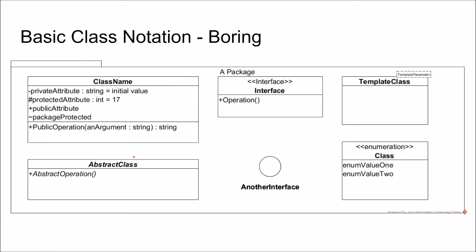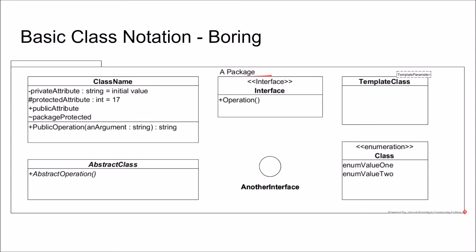A special and a little bit tricky notation is for abstract classes, and then you write the class name in italics. This is not always easy to see, and also the abstract operations are written in italics. So that is something to look out for when you look at class diagrams.